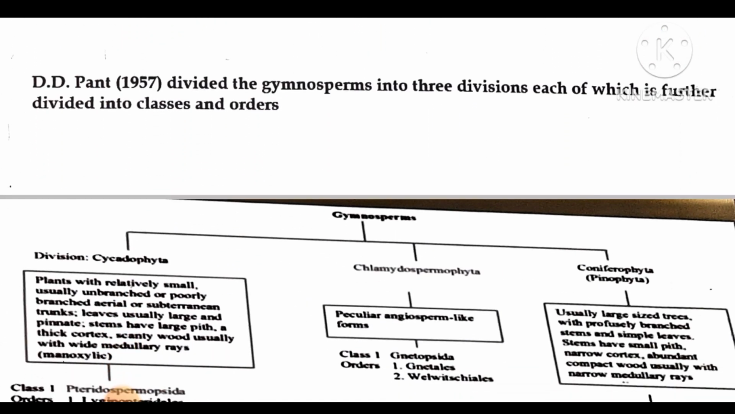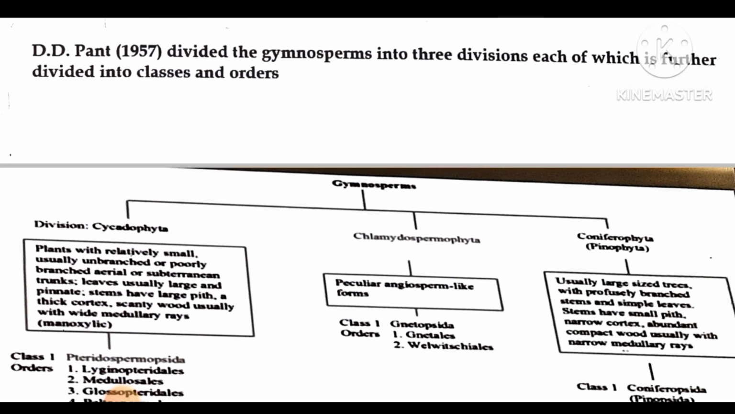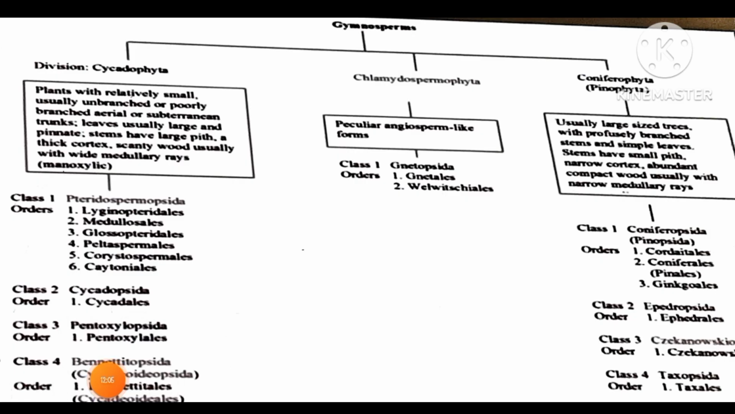Now come to the main classification, which is usually asked in papers, that is the D.D. Pant classification in 1957. He divided the gymnosperms into three divisions, that is the Cycadophyta, Chlamydospermophyta, and the Coniferophyta. Under Cycadophyta, he put the members with a manoxylic wood, unbranched or poorly branched trunks, leaves large and pinnate.